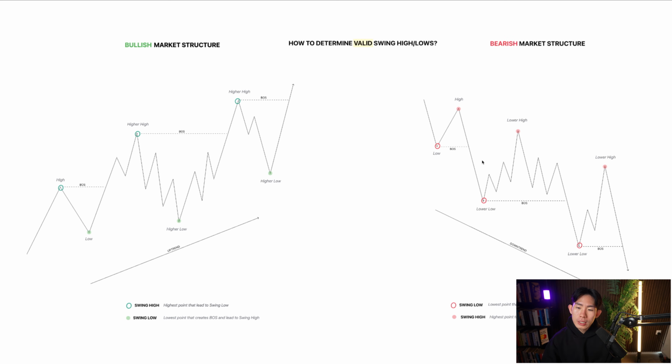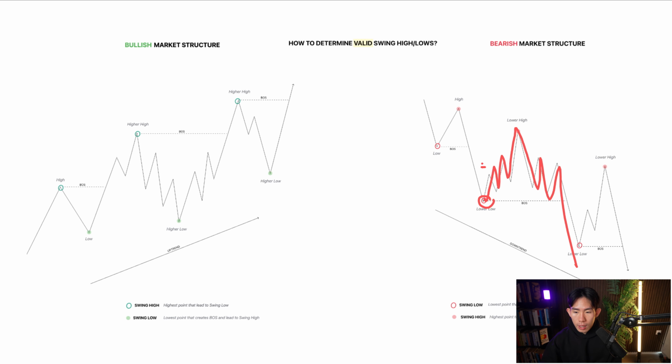In a bearish structure, same thing, but you flip it upside down. Swing low is the lowest point that led to the swing high. Swing high is the highest point that creates the break of structure and leads to the swing low. So in this case, this is the lowest point that caused price to start pulling back to create the new lower high. And then eventually price comes down and led to a break of structure to the downside and just continuing this downtrend. If that's the case, we can identify the swing high by trying to find the highest point that price has reached before it actually broke structure.